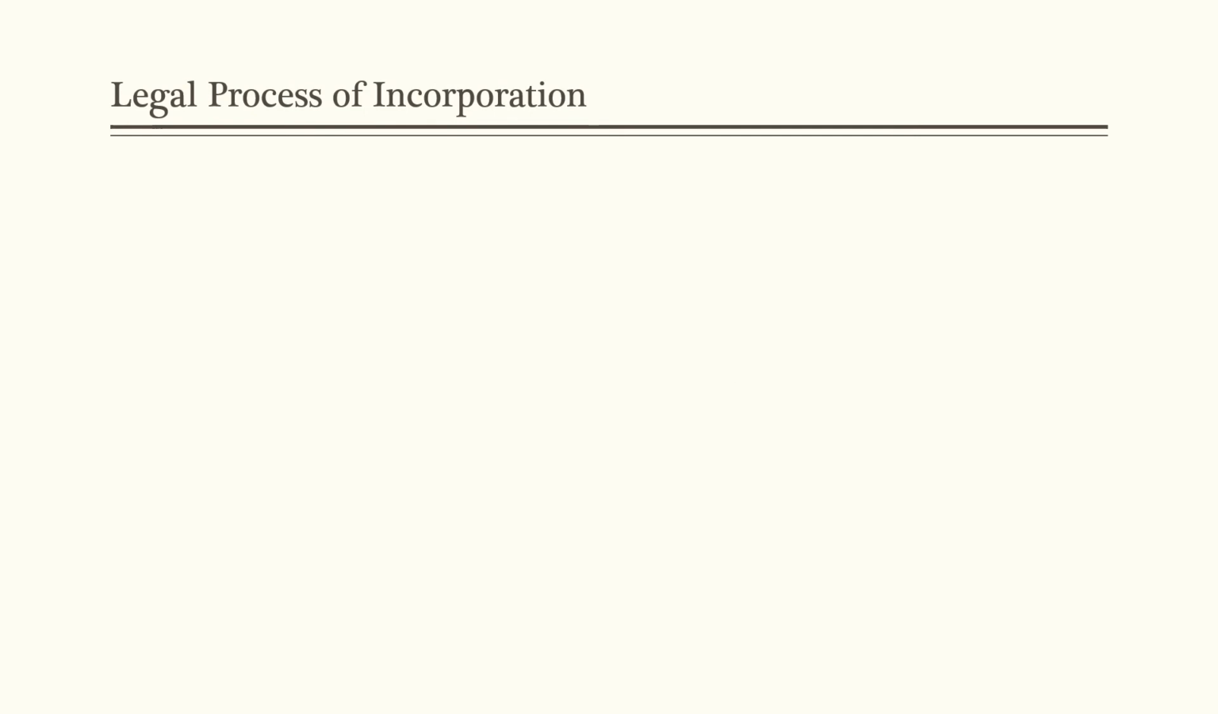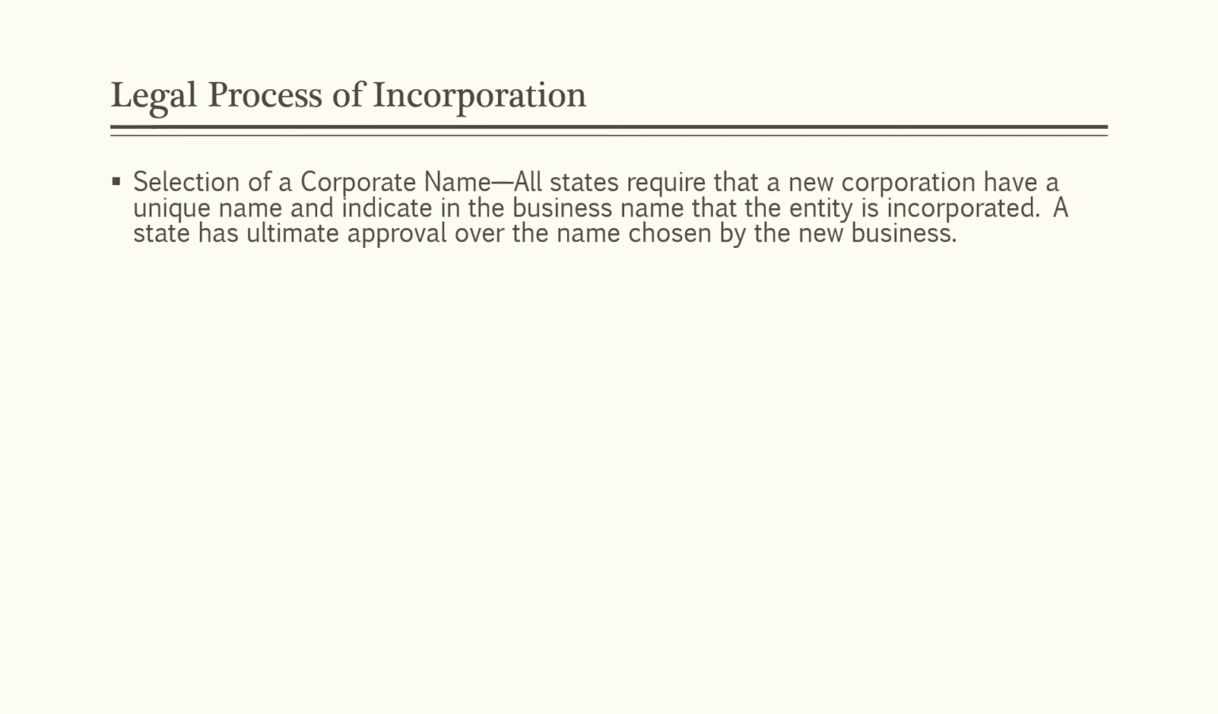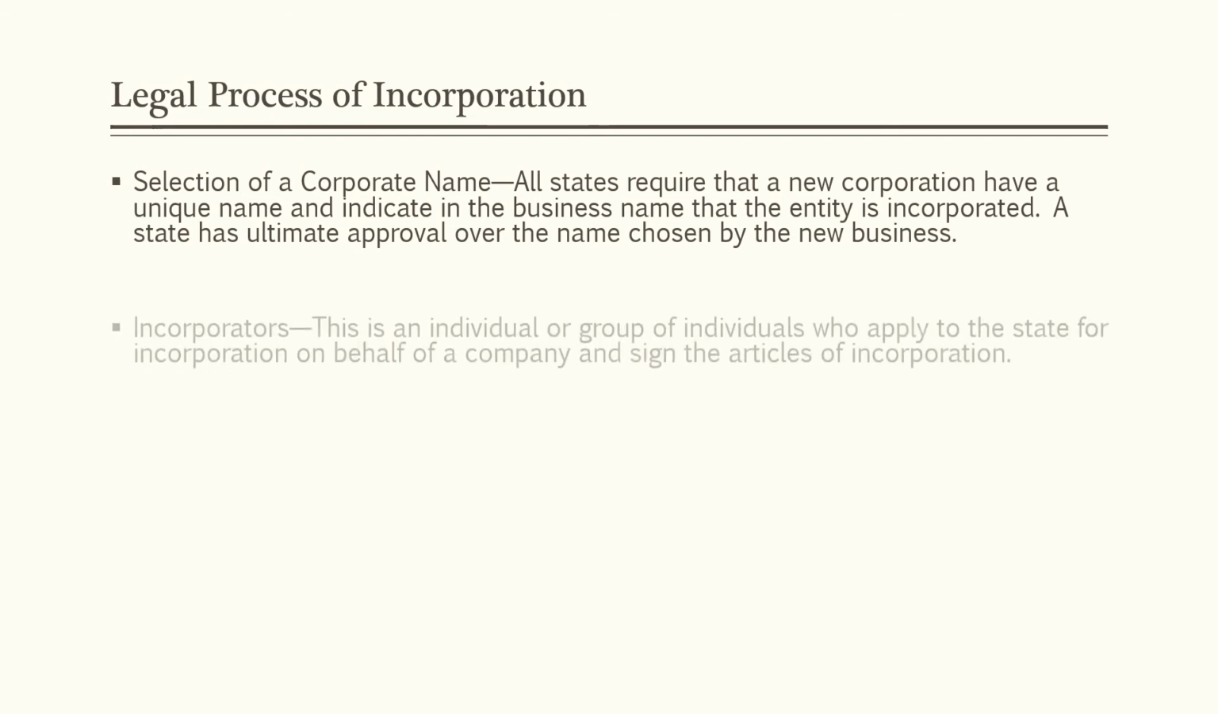Next, we will discuss the second part of creating a new corporation, the legal process of incorporation. The first thing that must be done is the selection of a corporate name. All states require that a new corporation have a unique name and indicate in the business name that the entity is incorporated. It has to be done in some fashion. A state has ultimate approval over the name chosen by a new business.